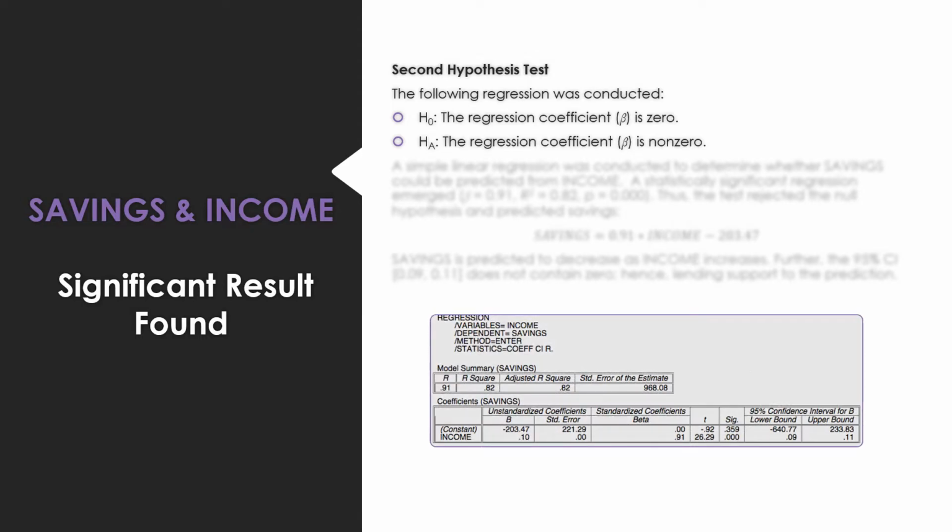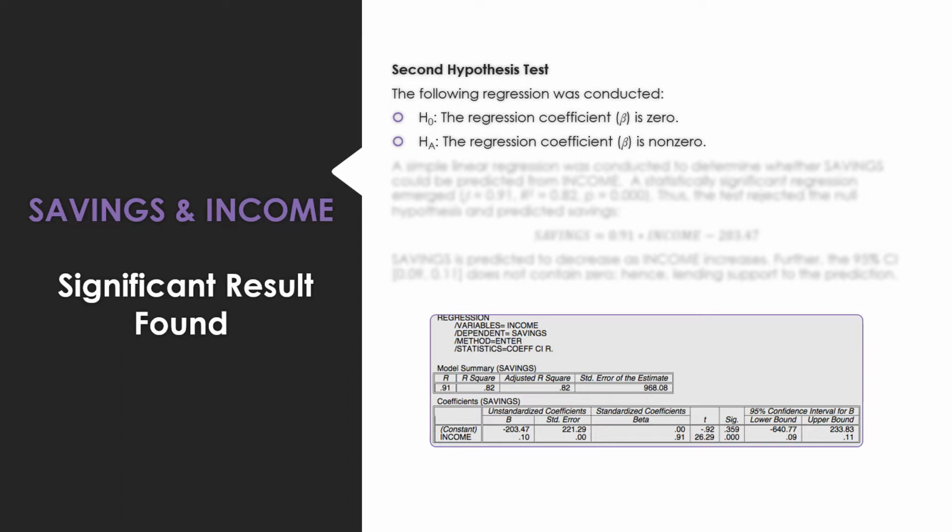For our second hypothesis test, the following regression was conducted. Null hypothesis: the regression coefficient is 0. Alternative hypothesis: the regression coefficient is non-zero. A simple linear regression was conducted to determine whether savings could be predicted from income.